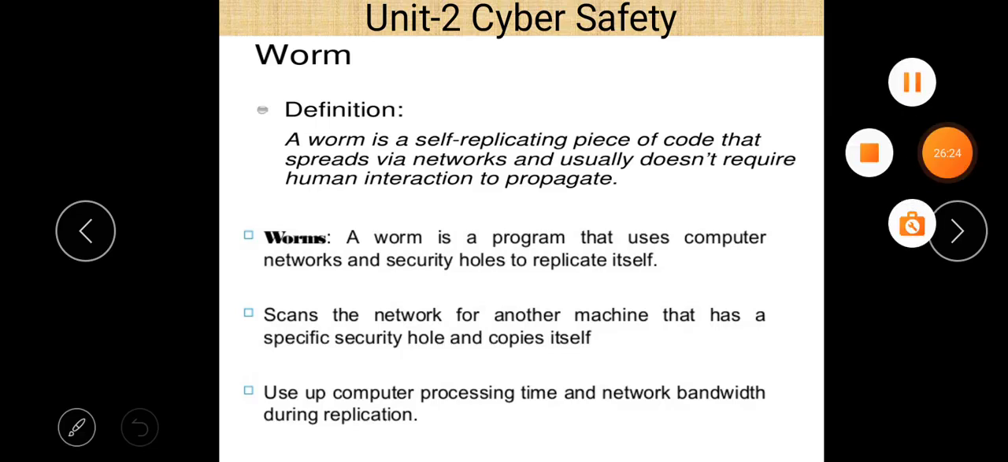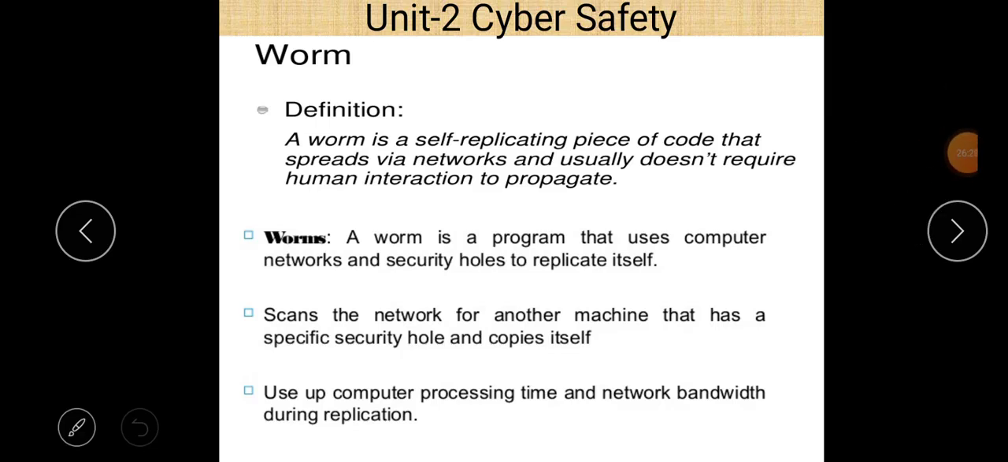Our next topic is worm. So what is a worm? A worm is a self-replicating piece of code that spreads via networks and usually doesn't require human interaction to propagate. So worms are malware that replicate themselves. They don't damage the data, but they eat the memory. That's why it is considered malware. You can easily see the second definition of the worm: a worm is a program that uses a computer network and security holes to replicate itself.